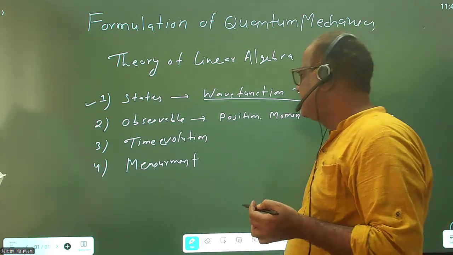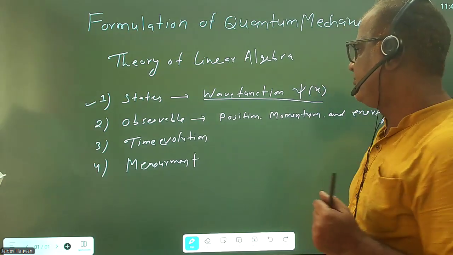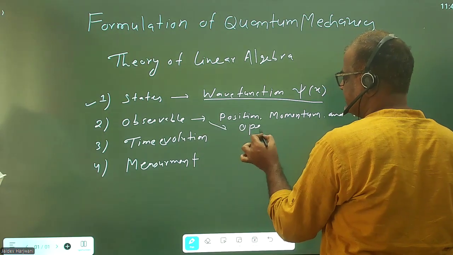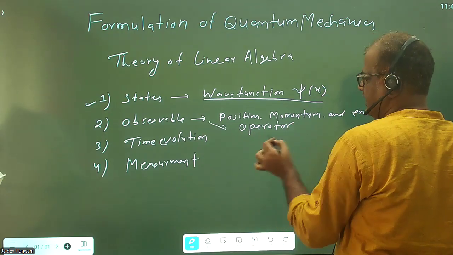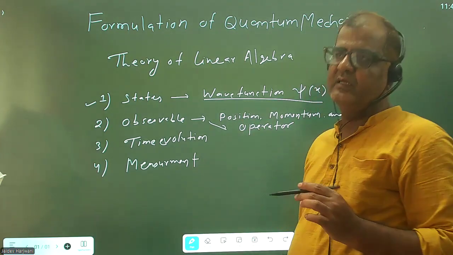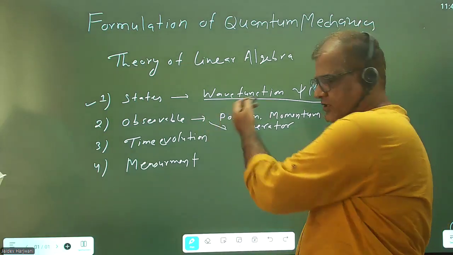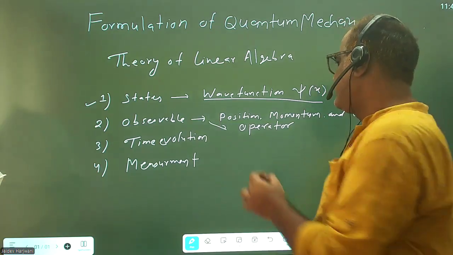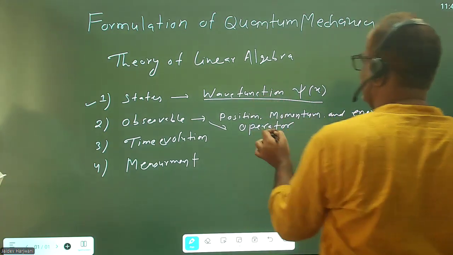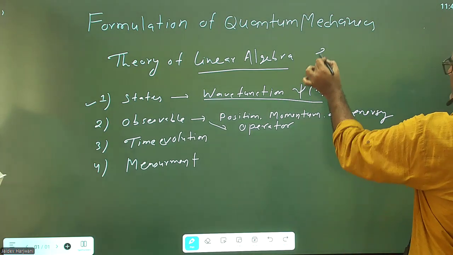Now, how to get this observable? How to measure this observable? So for each observable, an operator is defined in quantum mechanics, and when this operator operates on this wave function, then you get the result of the outcome. That means the values of that observable. Now all these operations are done using the theory of linear algebra or theory of linear vector spaces.